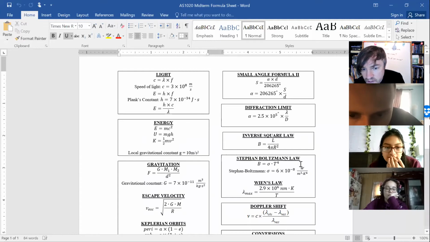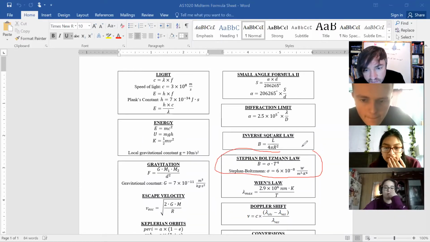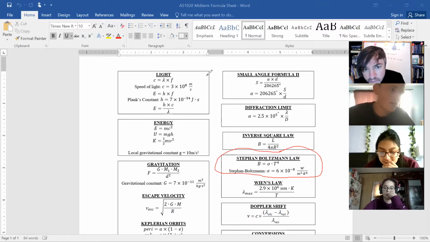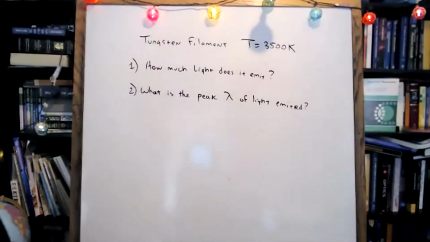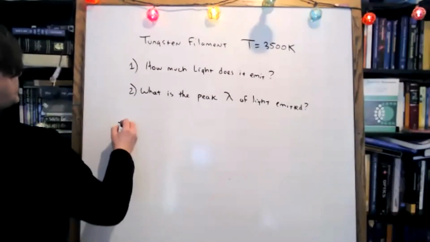Stefan-Boltzmann? Nice. Very good, Mateus. Which question would you use the Stefan-Boltzmann law for? The first one? Well, can you go back to the questions actually? Yeah, the first one. Okay. I like your moves.